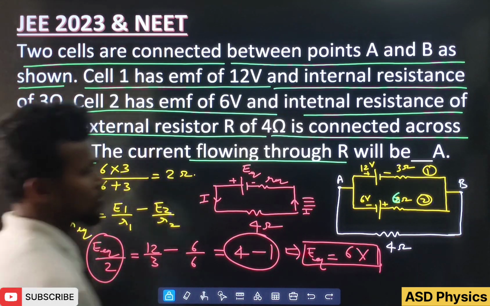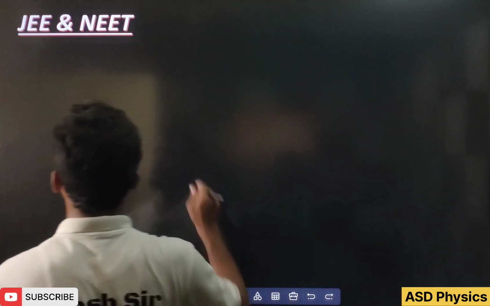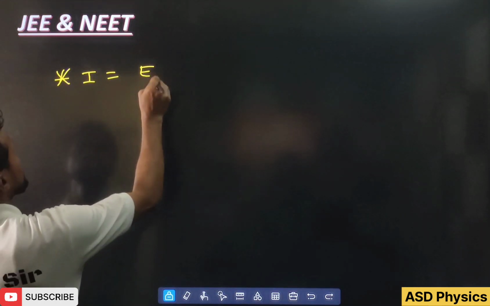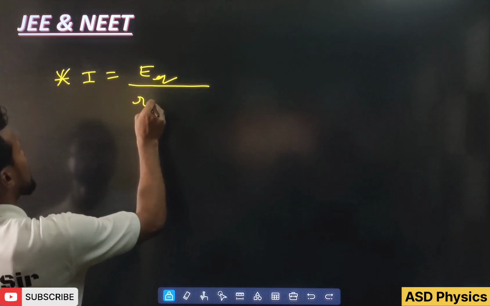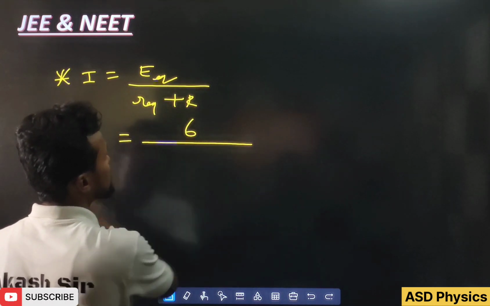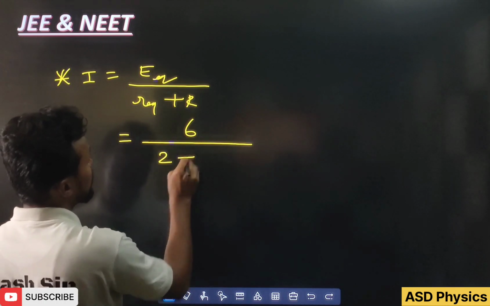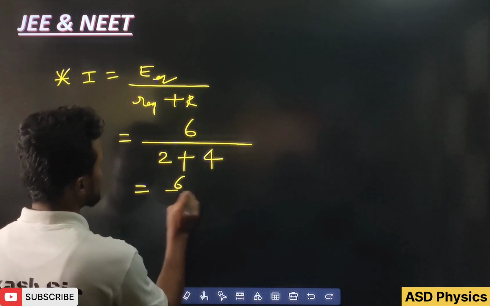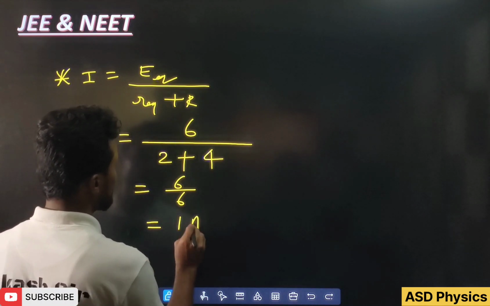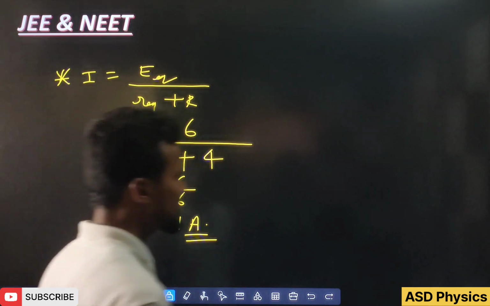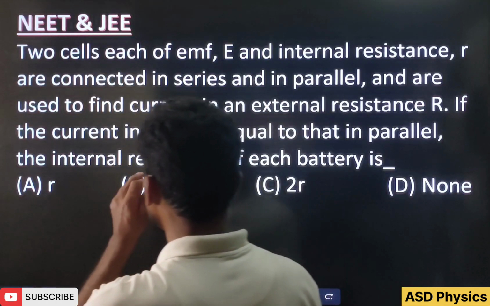Great. So now, students, if I write here the formula, it will become I equal to the basic formula E equivalent by R equivalent plus capital R. Now E equivalent came 6 volt, R equivalent 2 and external resistance 4. So it will become 6 by 6, and it will come 1 ampere. Very easy. This question came in a recent JEE exam. Great.